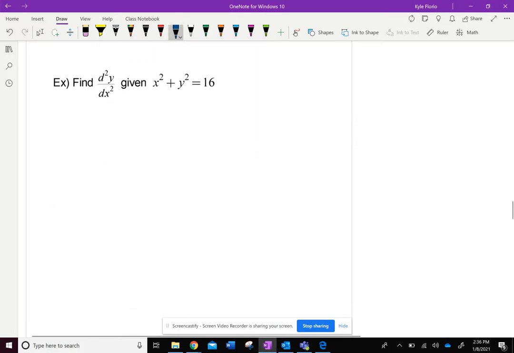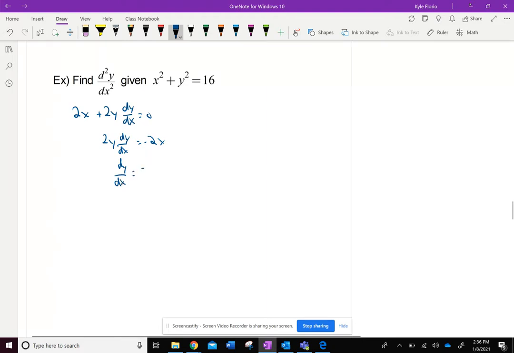But find the second derivative of this equation, x squared plus y squared equals 16. That's a circle centered at the origin. So with respect to x, so the derivative of both sides, I'm going to get 2x plus 2y times dy dx equals 0. So 2y dy dx equals negative 2x. If I subtract 2x on both sides, divide both sides by the 2y, the 2's will divide out, and I get negative x divided by y.